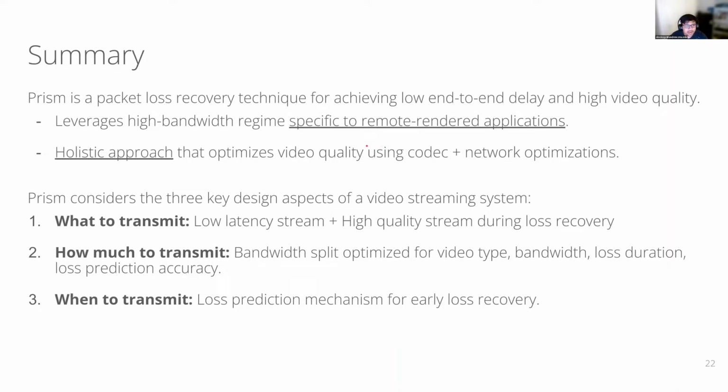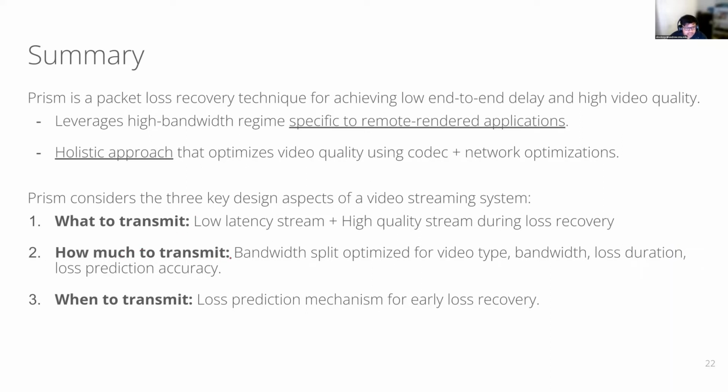So to summarize, Prism is a packet loss recovery technique for very low end-to-end frame delay and high video quality. And it leverages the high bandwidth regime, which is specific to applications like cloud gaming. It is a holistic approach that optimizes video quality using codec and network level optimizations. Prism's design considers the 3 key aspects of a video streaming system together, which is first, what to transmit. Prism splits the available bandwidth into 2 separate video streams, one which achieves low latency and the other which achieves high quality.